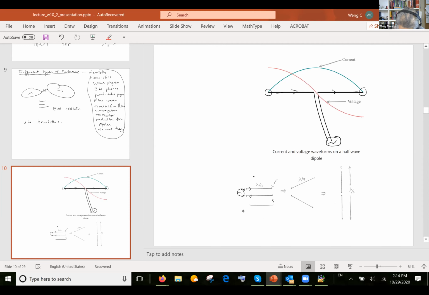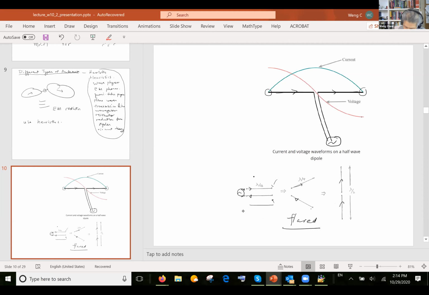Okay, I use the word flare. Open up the end, and if you open up the end, that current is going to still go like this, okay? And it's going to go to zero at the end. And finally, when it's completely flared like this, the current is going to look something like that.